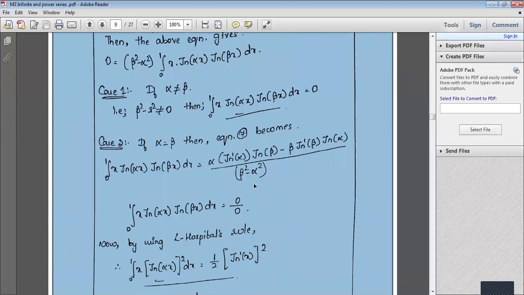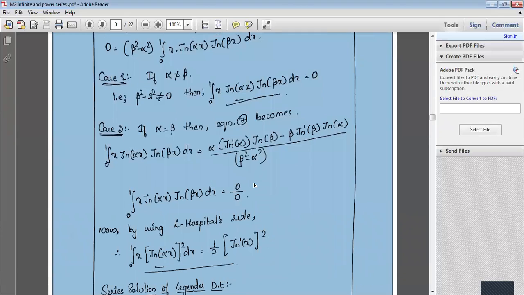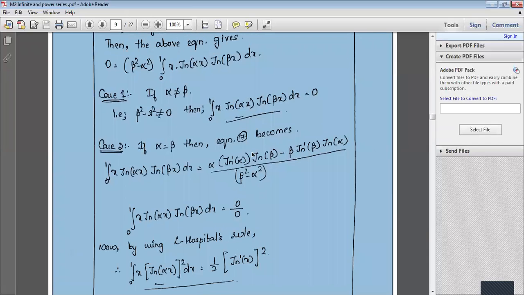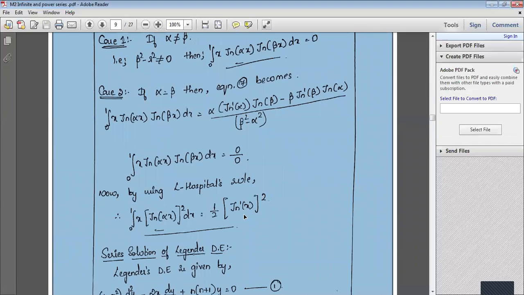This will become 0 by 0 form, because alpha is equal to beta, so these two become the same. Numerator is also 0, denominator is also 0. This is an indeterminate form. That's why they will apply L'Hospital's rule and solve the problem. This is nothing but half into J of x whole square. Because alpha is equal to beta, if you apply the L'Hospital rule, you get the integral from 0 to 1 of J of alpha x whole square dx. Why whole square? Because beta is equal to alpha, you substitute. L'Hospital's rule means differentiating the numerator separately and the denominator separately, and you will get this answer.